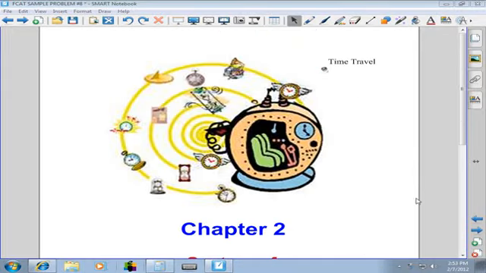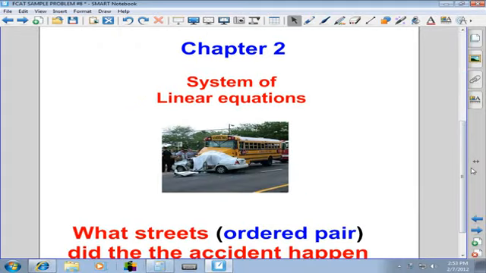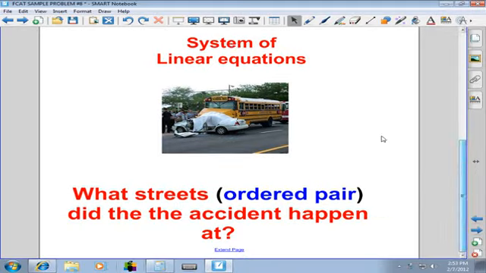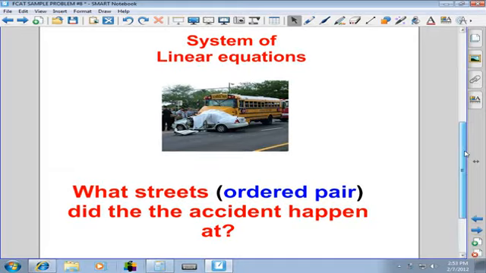Alright, before we work the problem, we're going to jump in our time machine and travel back in time to chapter 2. So here we go. Buckle in. The things I do to give you the best possible education here in math class. We're going to relive system of linear equations, or we're going to think of our car crash. What streets or ordered pair did the accident happen at?